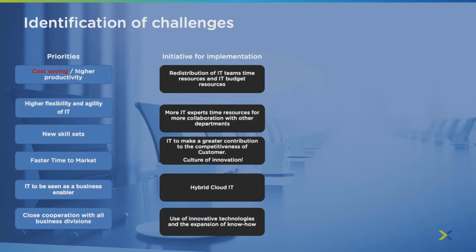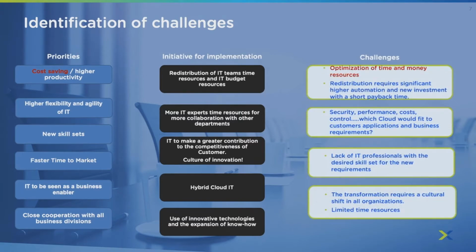The priorities, initiatives, and challenges outlined in this slide are probably very familiar to you as they correspond to the priorities and challenges faced by many customers in times of economic crisis and the much-needed progress in the digital transformation. Let's review them briefly. Cost savings and higher productivity is on top of CIO's agenda. Redistribution of the IT resources must be a key initiative.